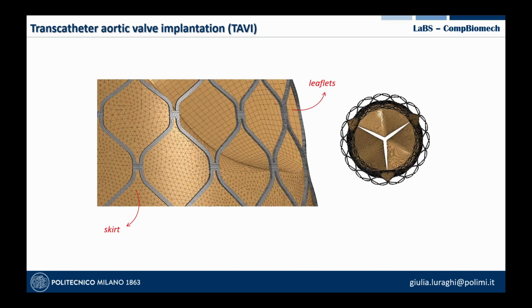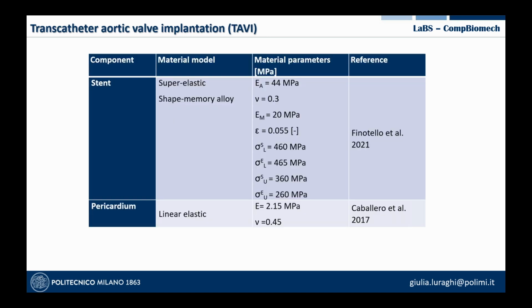As the material of the stent is a shape memory alloy, we model this superelastic condition. And as for the pericardium, we have the skirt and the leaflet. Since they work with different loading, we choose membrane triangular elements for the skirt and shell quadrangular elements for the leaflets. Here, reference for the materials.